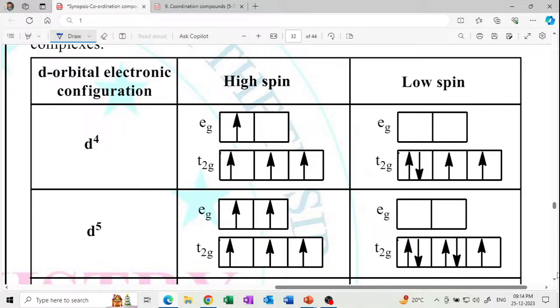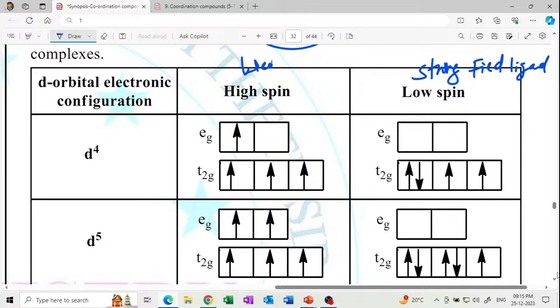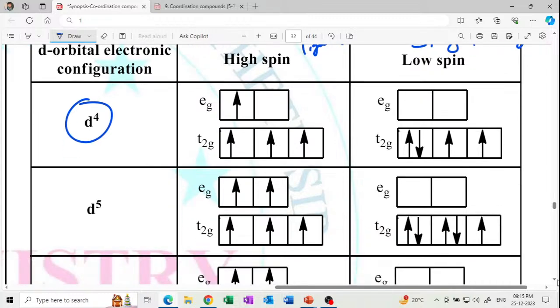In D4 high spin, what will happen? Pairing will not happen; in low spin, pairing will happen. So this is a strong field ligand, and here is a weak field ligand. Get it, weak field ligand. So this is the strong field ligand, and this is the weak field ligand. You should be able to distinguish between strong field and weak field ligands. So the D4 case will be like this: 1, 2, 3, 4 unpaired electrons, and there are only 2 unpaired electrons in the other.